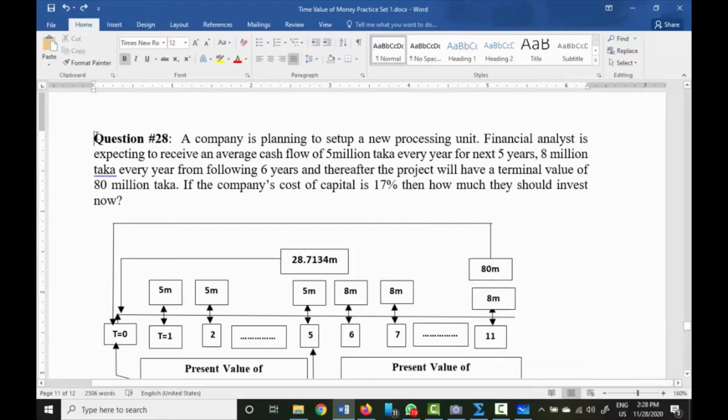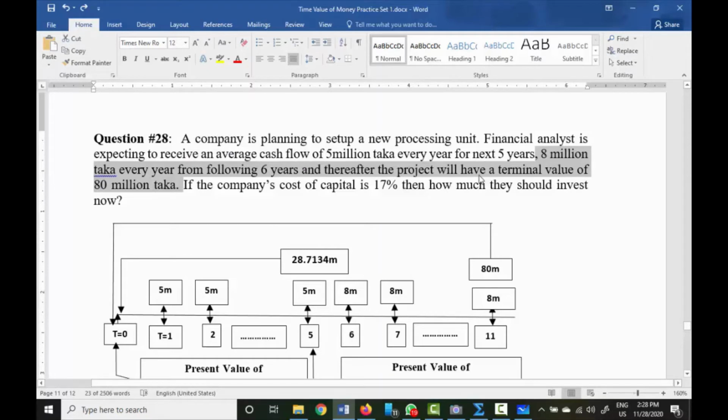Right, so let us solve question number 28. A company is planning to set up a new processing unit. The financial analyst is expecting to receive an average cash flow of 5 million taka every year for the next 5 years, and then 8 million taka every year for the following 6 years, and thereafter the project will have a terminal value of 80 million taka.